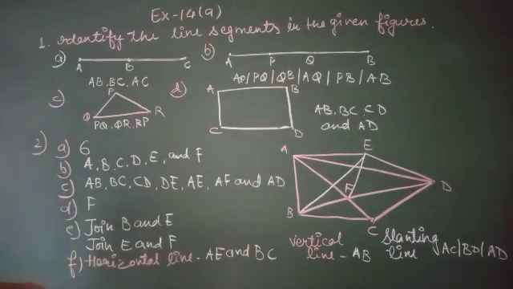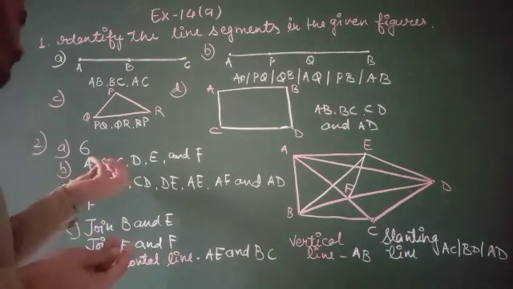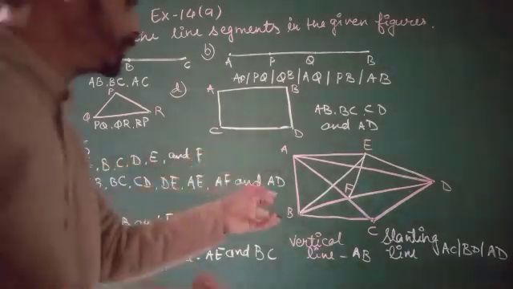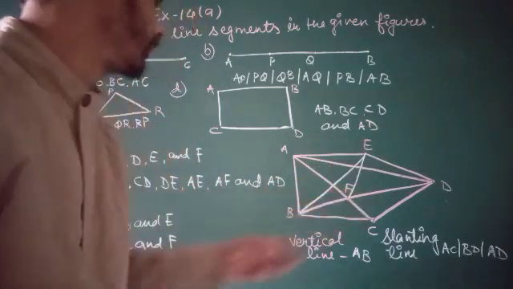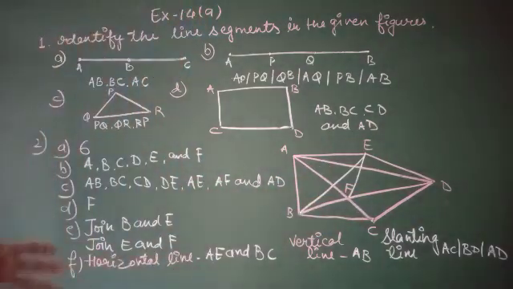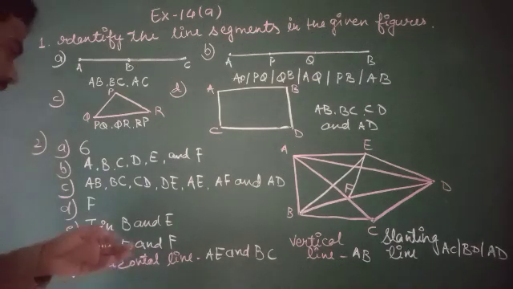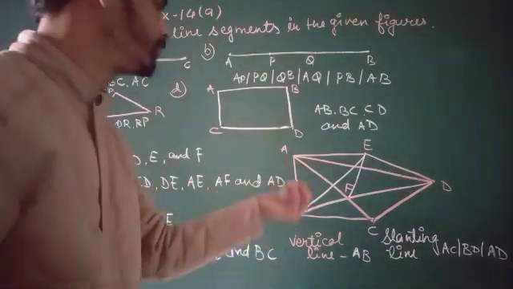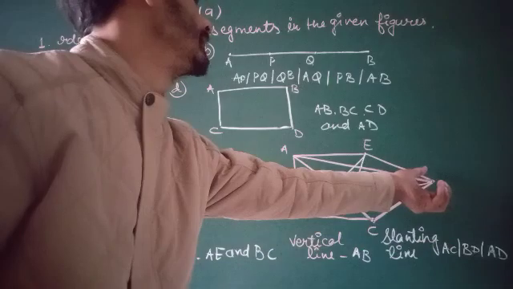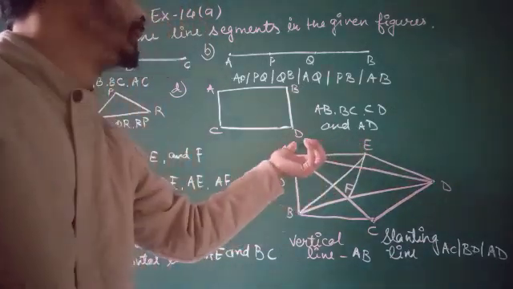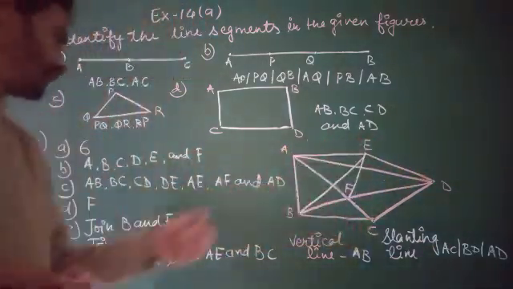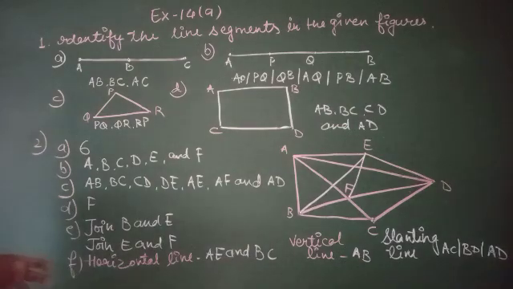Question number B. Name the points in the figure. Name any 6 points in the figure. So there are A, B, C, D, E and F. These are the 6 points in the figure. After that, question number C, identify 7 line segments. So AB, BC, CD, DE, AE, AD and EF. These are the 7 line segments.